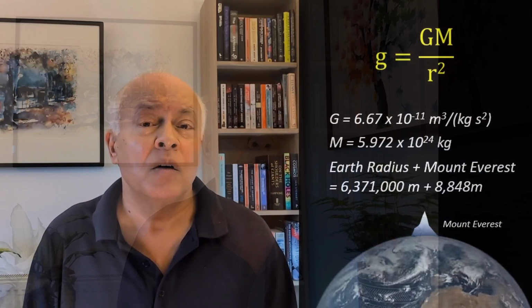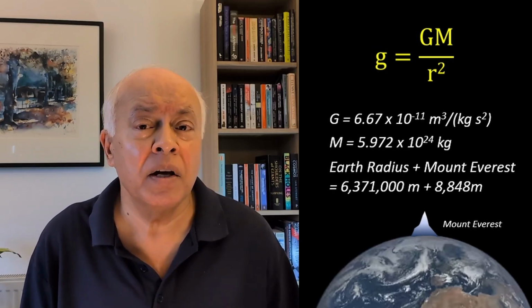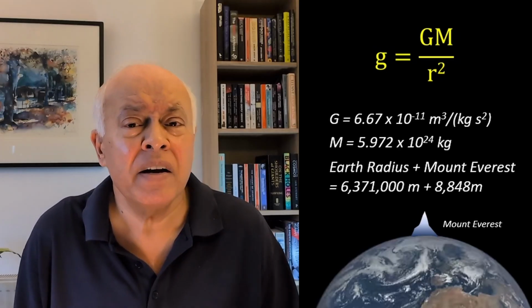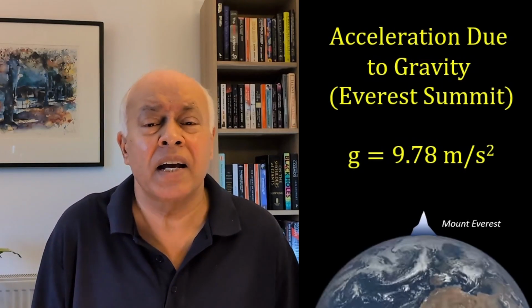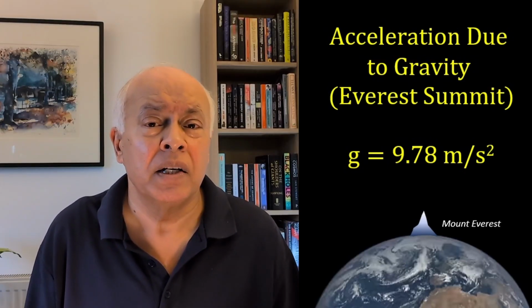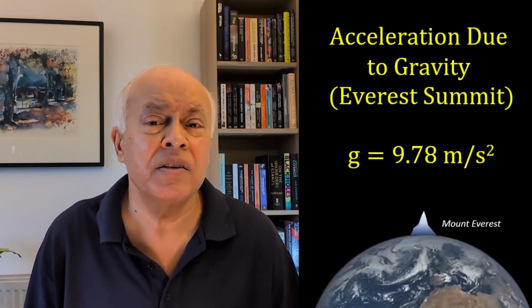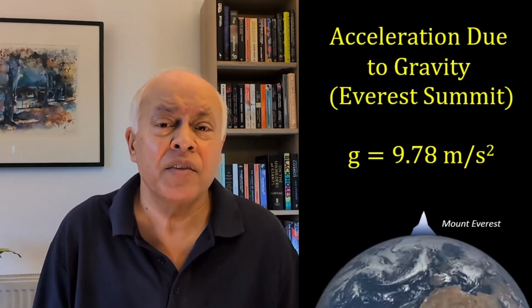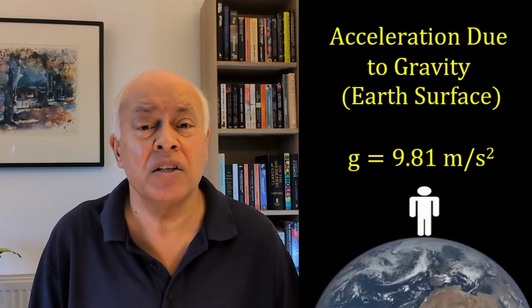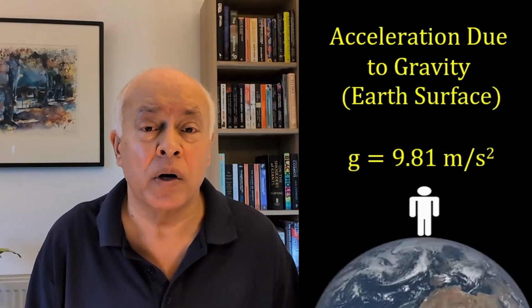To check this, let's see what the value of g is some distance away from the Earth's surface, for example, at the top of Mount Everest. We know the height of the mountain, so if we put in the numbers, we can calculate g at the top of Everest, and we see that g is very slightly smaller at the top of Everest than at the Earth's surface, by about 0.03 meters per second squared. So even at the height of Mount Everest, there is not much change in g, and this shows us that anywhere near the Earth's surface, we can reasonably assume that g is constant with a value of 9.81 meters per second squared.